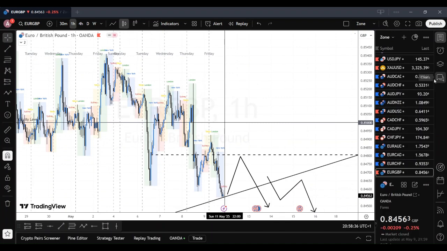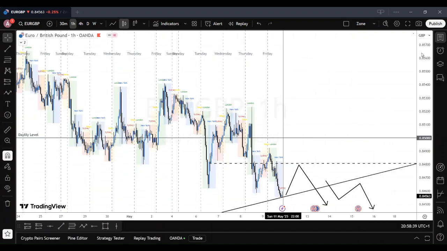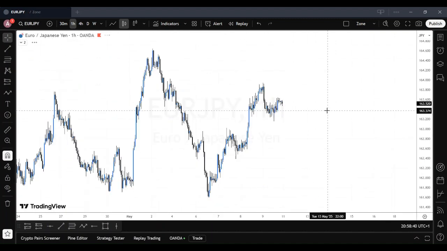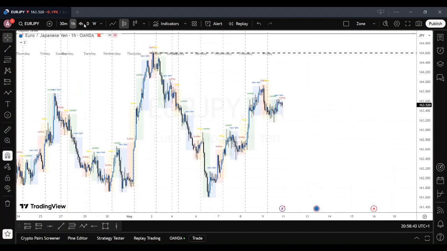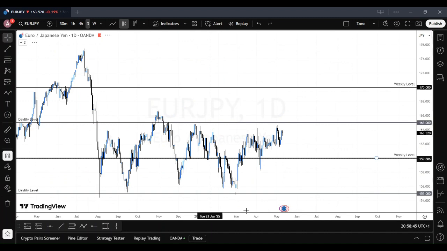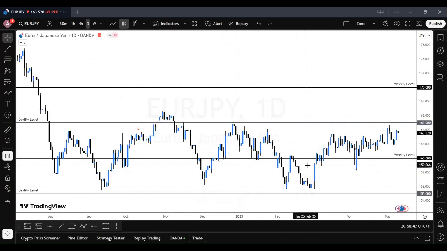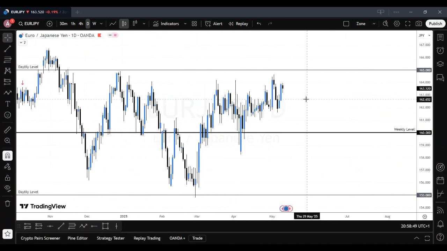Next one is the euro yen on the daily, make it clearer. At the moment, it's ranging. You can see it going towards the upside. The price is looking at between 160 and 165.